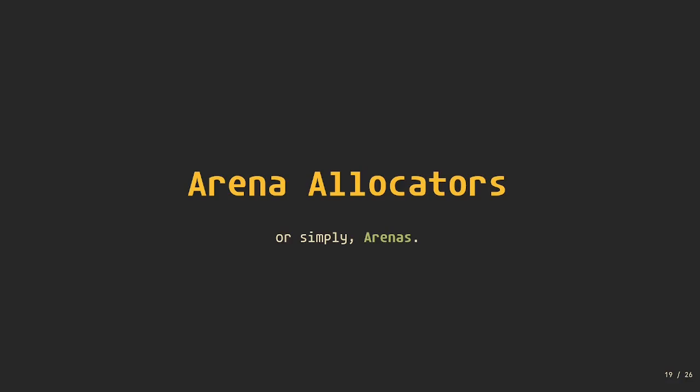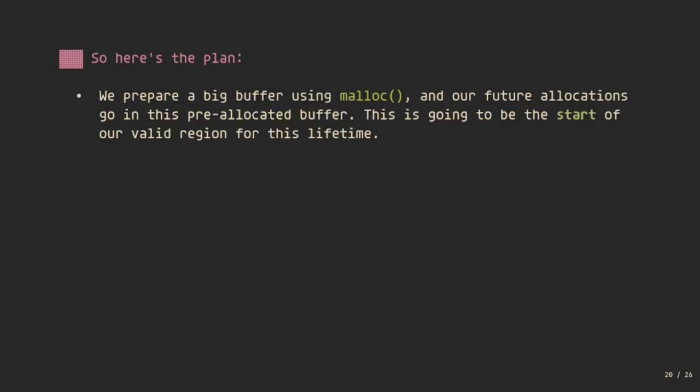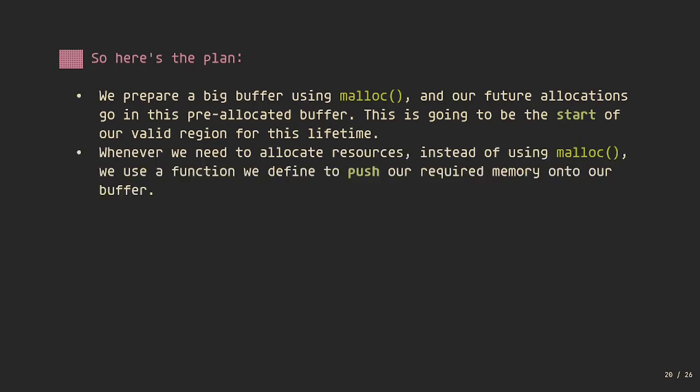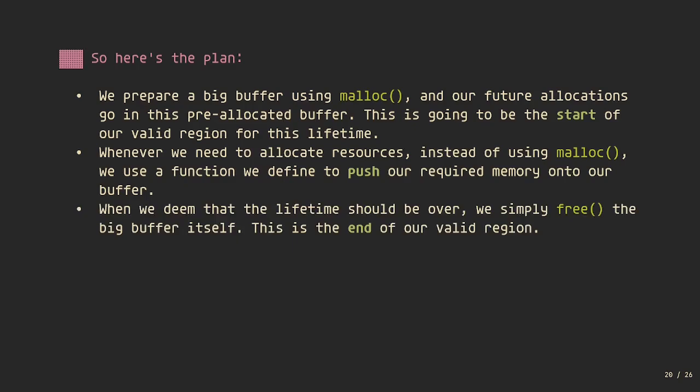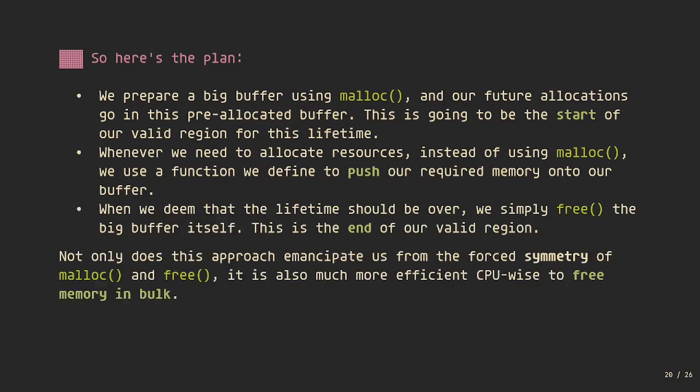And now we find ourselves at the precipice of human ingenuity. Arena allocators, or simply arenas. So here's the plan. We prepare a big buffer using malloc, and our future allocations go in this pre-allocated buffer. This is going to be the start of our valid region for this lifetime. Whenever we need to allocate resources, instead of using malloc, we use a function we define to push our required memory onto our buffer. And when we deem that the lifetime should be over, we simply free the big buffer itself. This is the end of our valid region.